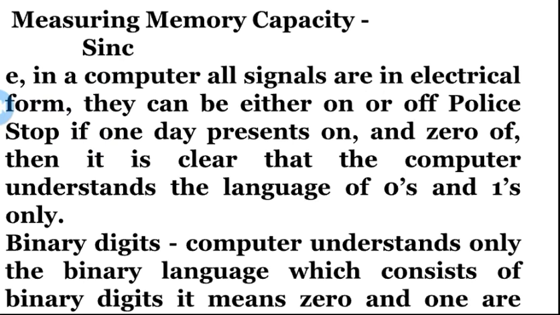Now measuring of memory capacity. Since in a computer all signals are in electrical form, they can be either on or off. If 1 represents on and 0 off, then it is clear that the computer understands the language of zeros and ones only, and any computer instruction or contents which you enter in the computer is first translated into zeros and ones format and then processed or stored.